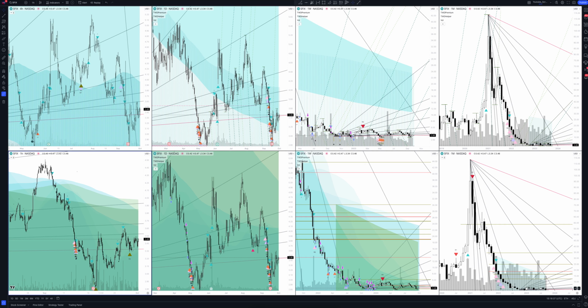Today we will take a look at SFIX stock. Let's analyze the market situation and find out how you can make money on it. Let's start.